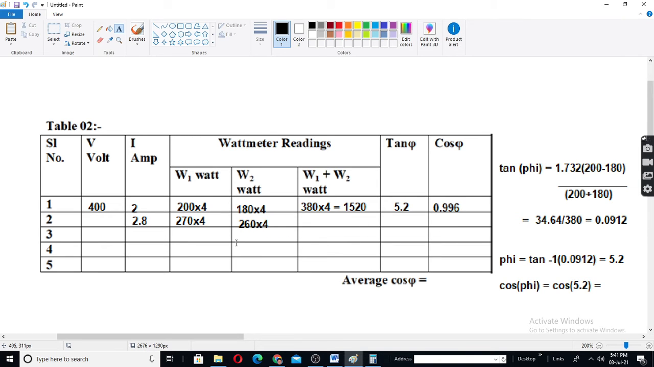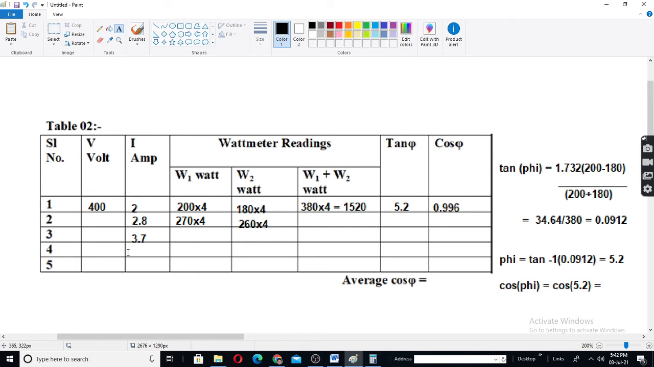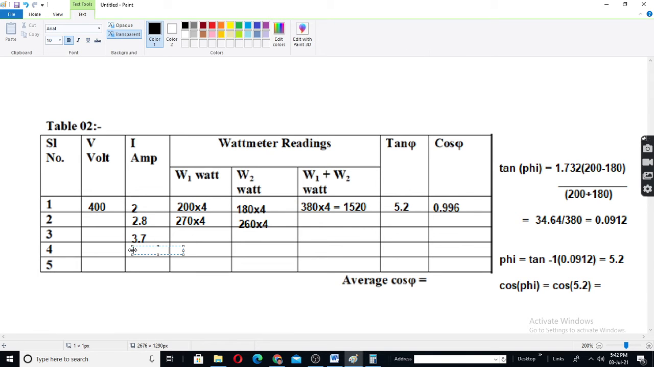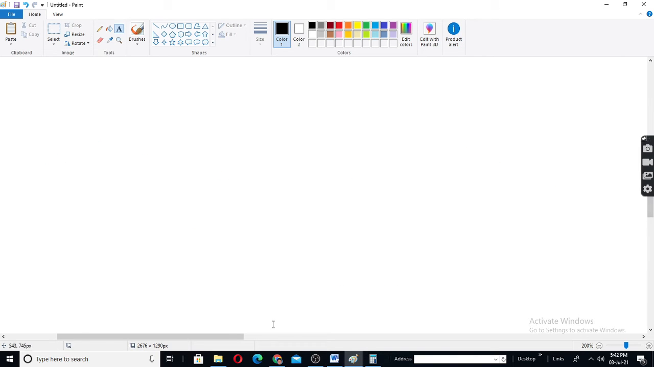Do all these calculations. Similarly, next switch on more lamps. You'll get 3.7 something. Take all the readings. Next you will get say 4.2. Like that. Then find the average cos phi. This is for experiment number 4.